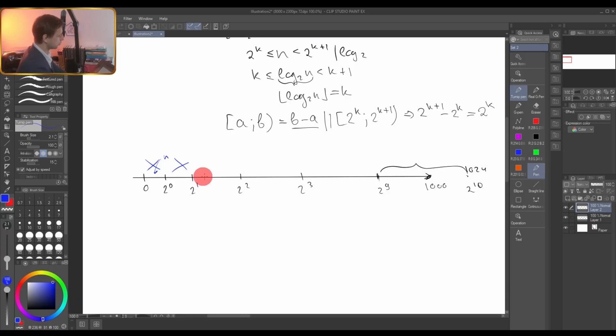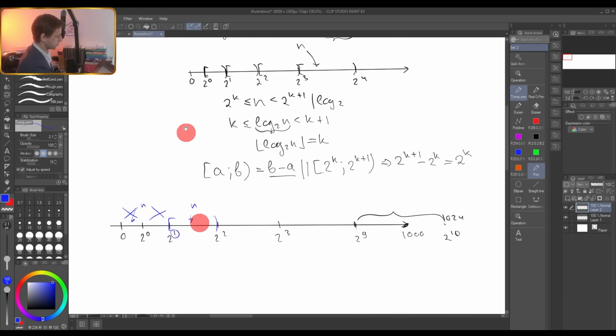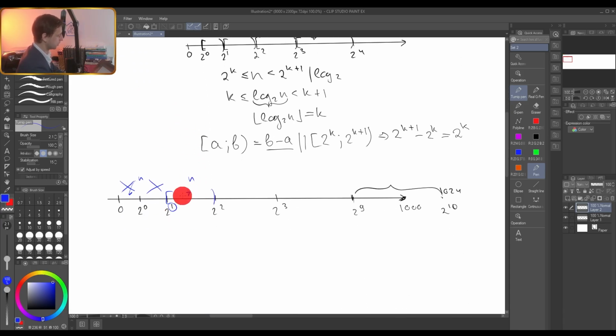And for each of these integers, if n is in this interval, the floor of log 2 n is the power of 2 that is on the left end of this interval. So it equals 1. So log 2 n equals 1 for any n from this interval. However, 1 is an odd number, and we are looking only for a positive even integer. So it's odd, but we need even. Doesn't work for us.